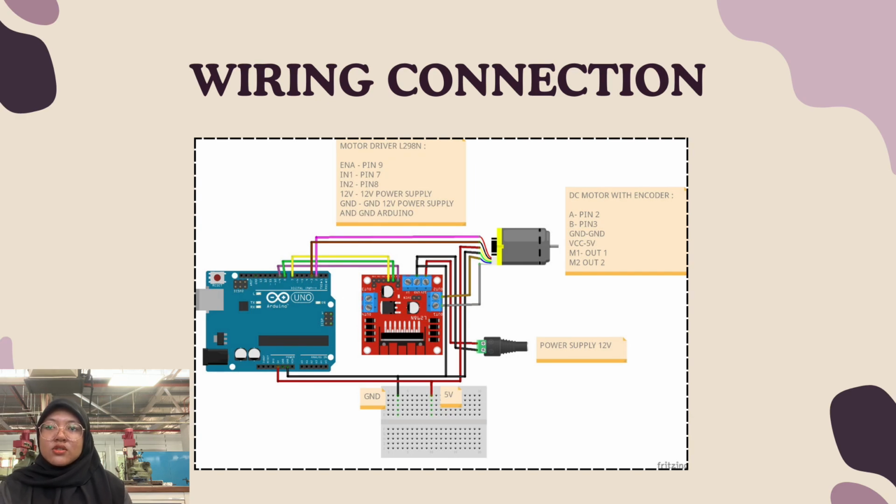This circuit uses an Arduino Uno, an L298 motor driver, and a DC motor with encoder to create a closed-loop control system. The Arduino controls the motor speed and direction using PWM signals, while the encoder gives feedback to adjust speed using PID. A breadboard distributes power and all grounds are connected for stable operation.